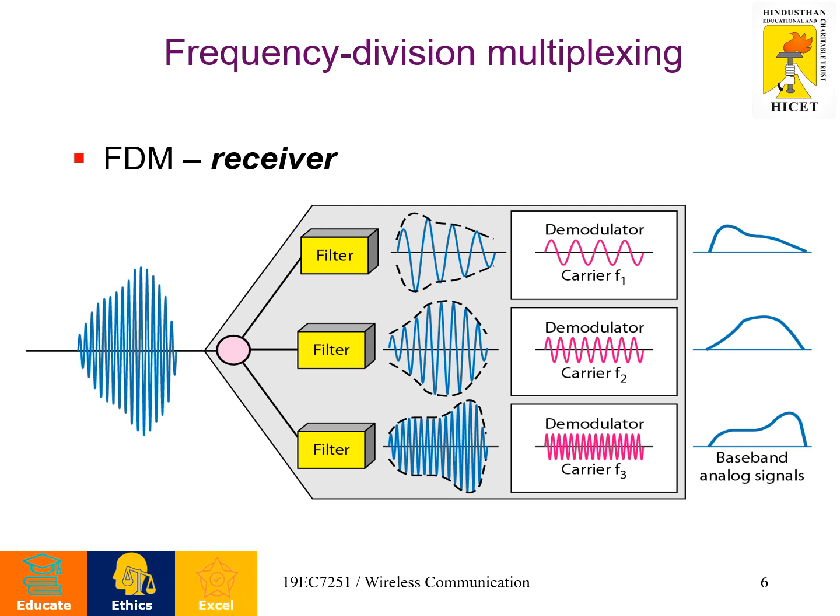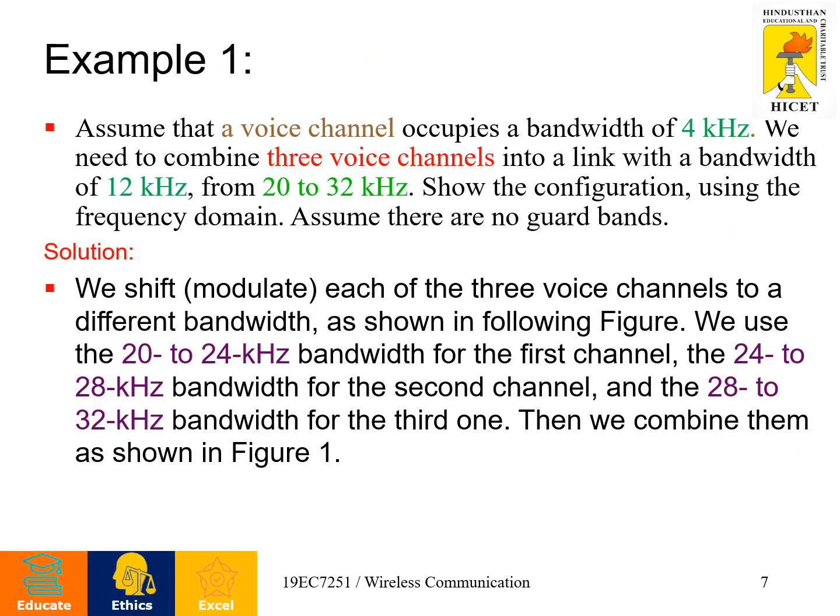At the receiver section, the multiplexed signal is given to three different filters with three different frequencies, and through which we can demodulate the actual baseband signal what we have transmitted. And here comes the example to understand how it is getting multiplexed.